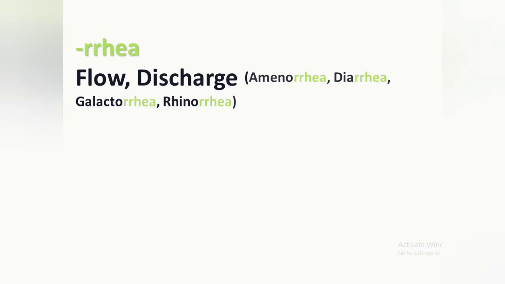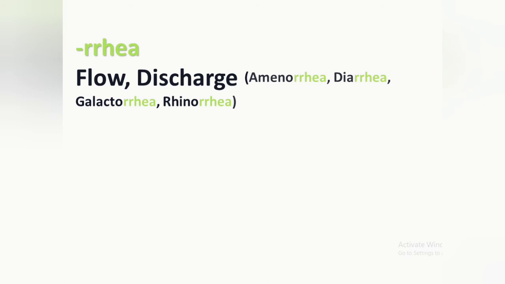Next one is rrhea. Rrhea means flow or discharge. There is the medical term amenorrhea. A means without, meno means menstrual cycle, and rrhea means flow. If there is no blood flow during the menstrual period, then the condition is known as amenorrhea.